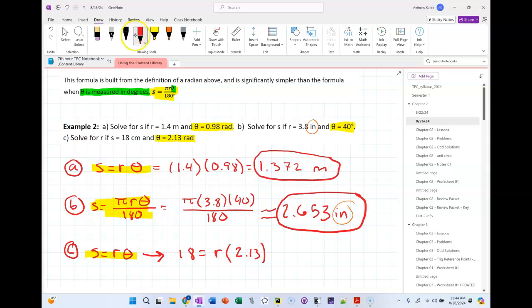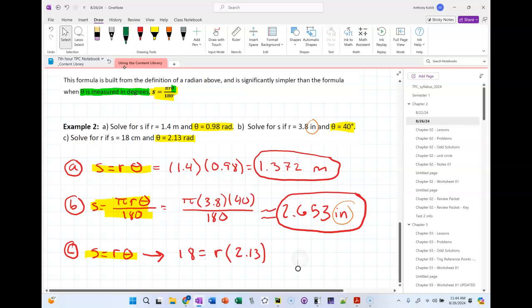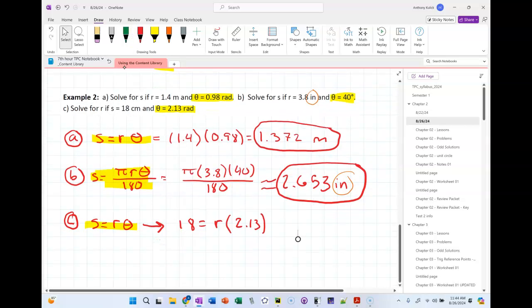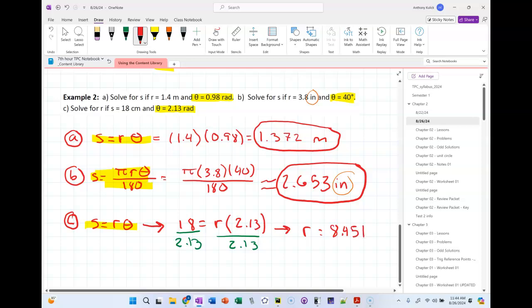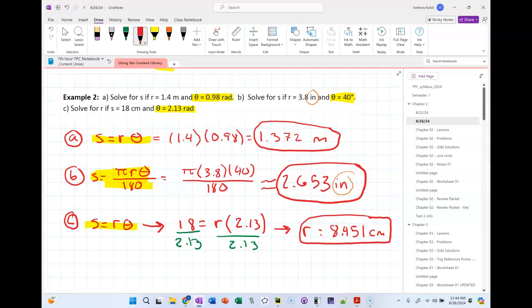So to solve for r, what do I need to do? Okay. By doing? Divide by 2.13. And again, I'll just type that into my calculator to get 8.451. And the unit here should be centimeters. It should match the unit of the arc length from the question.